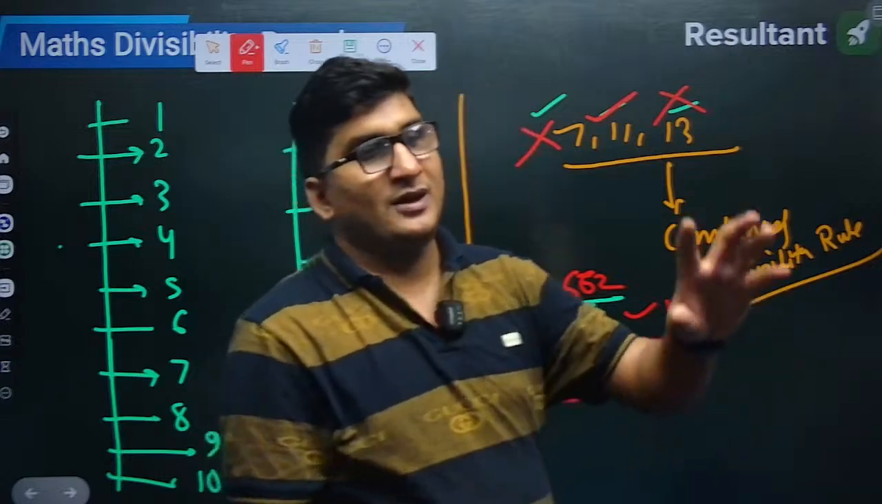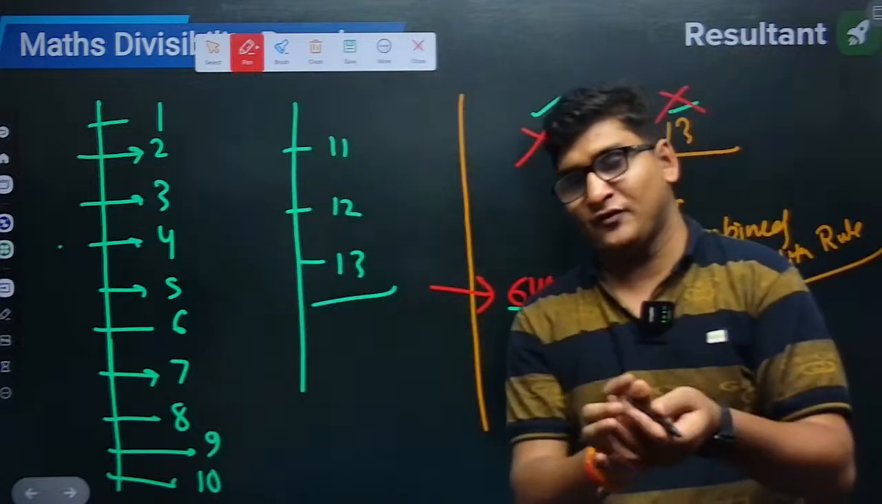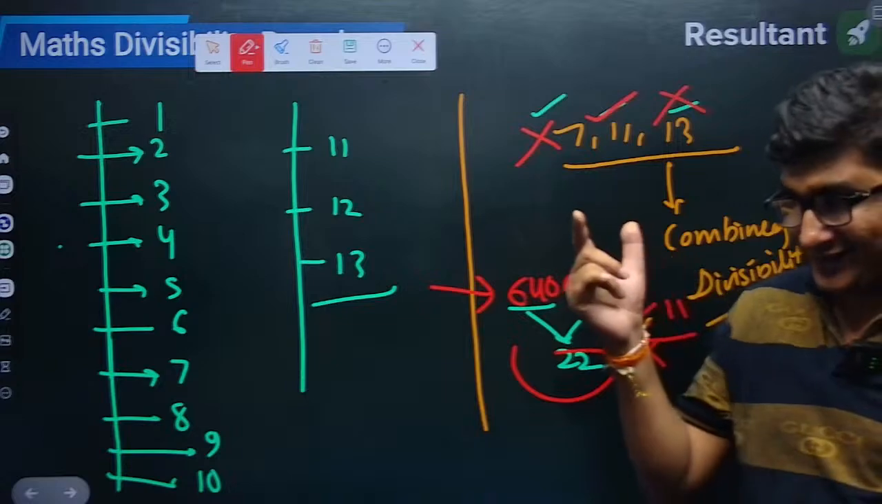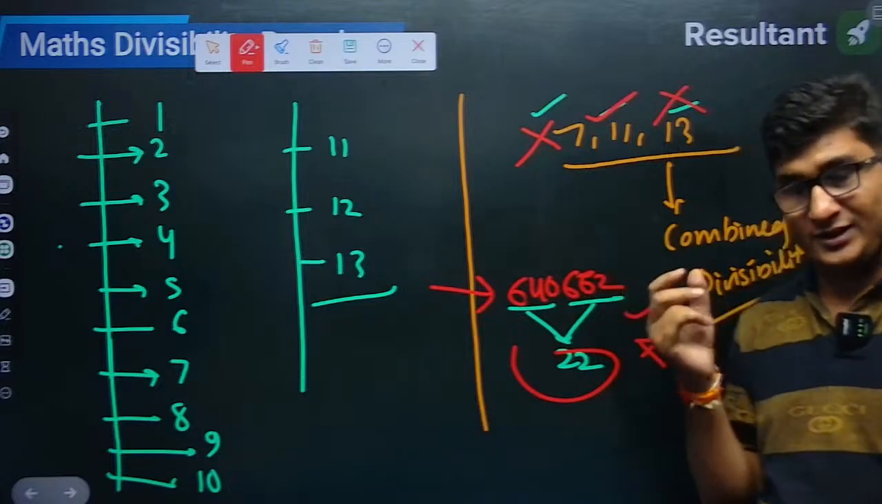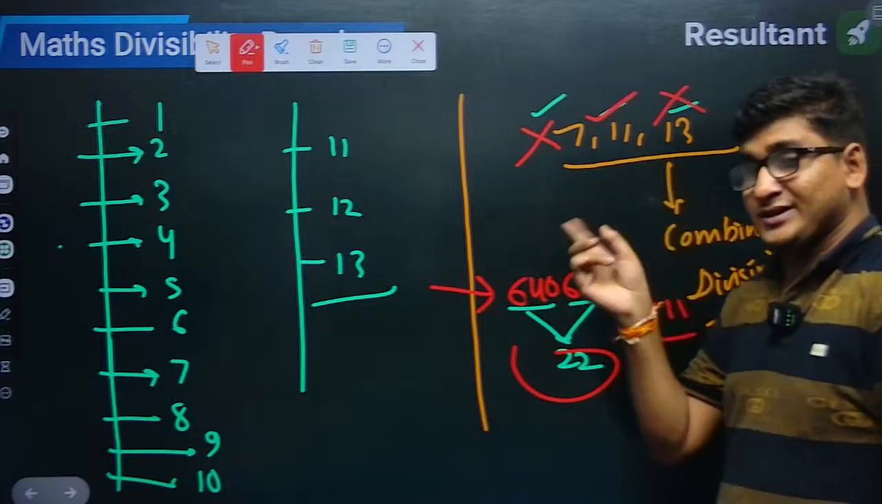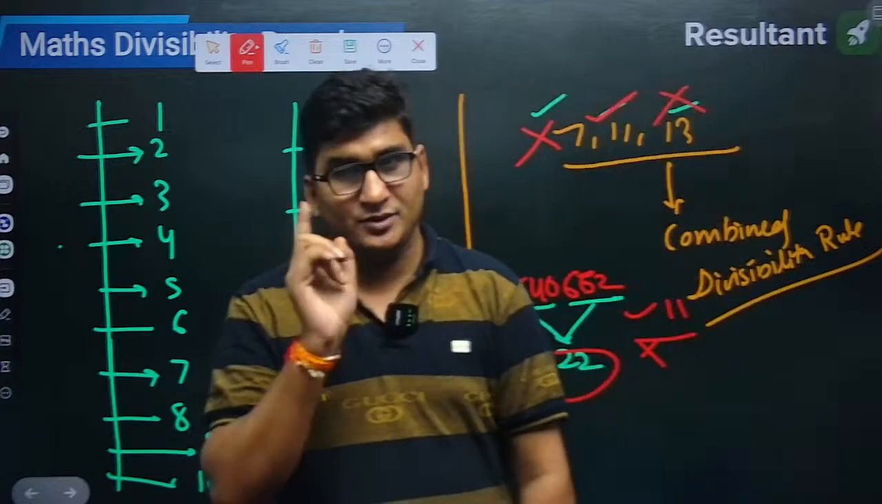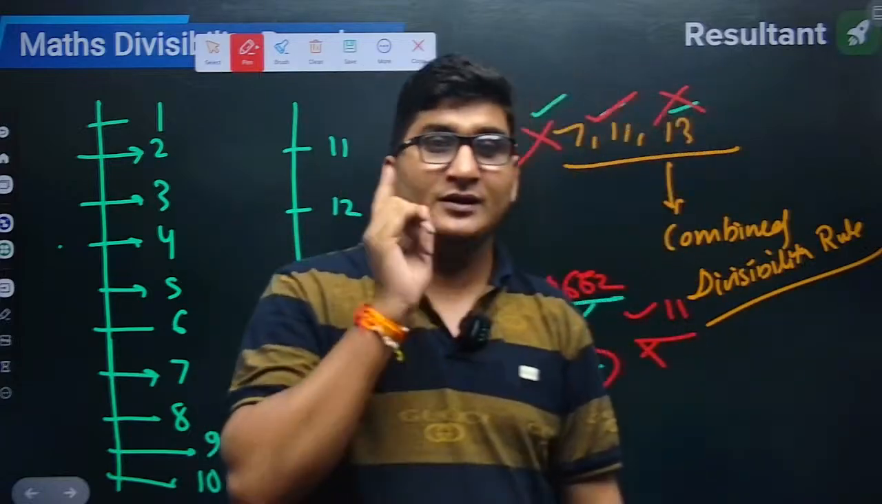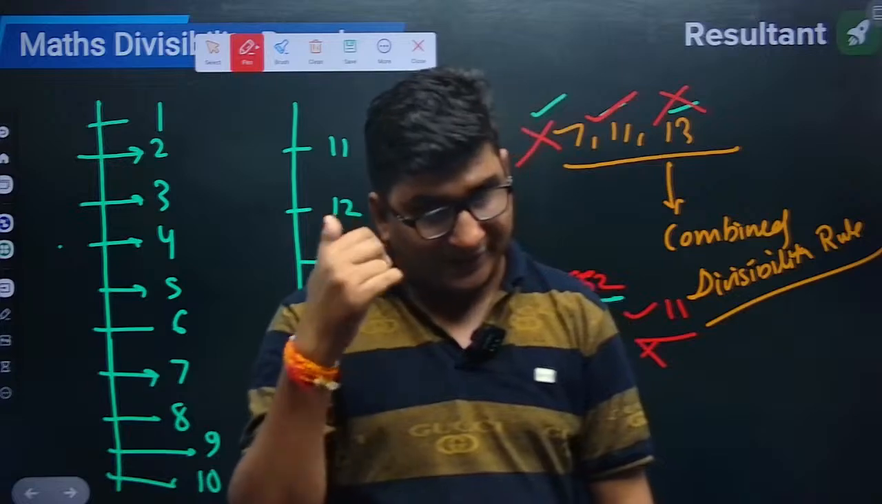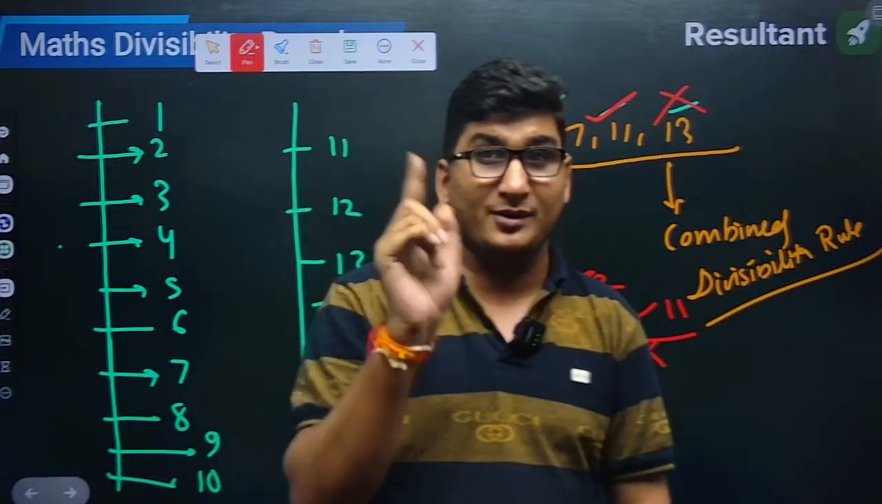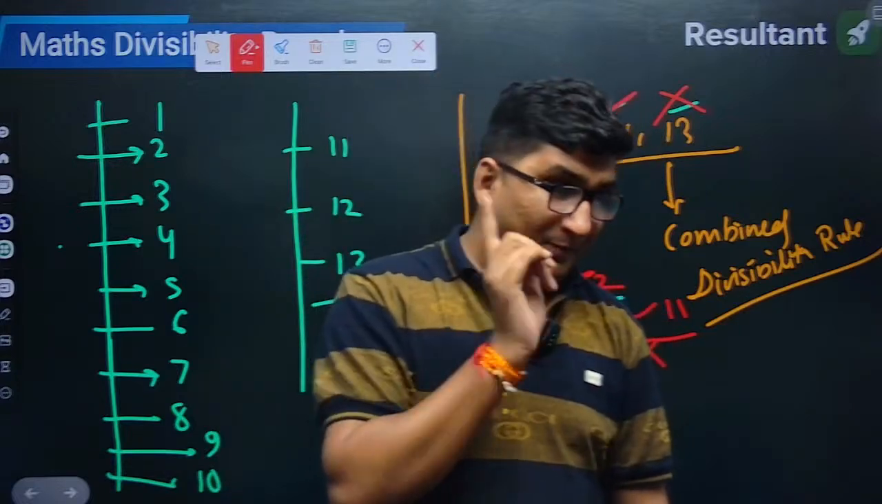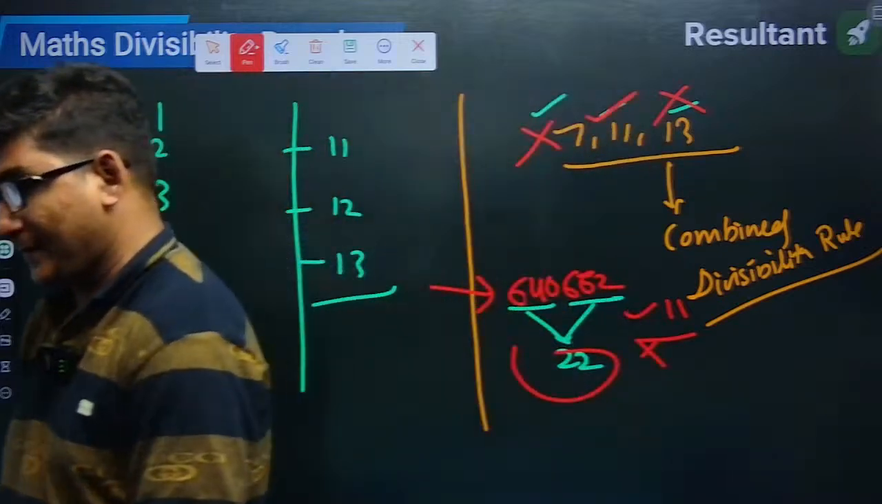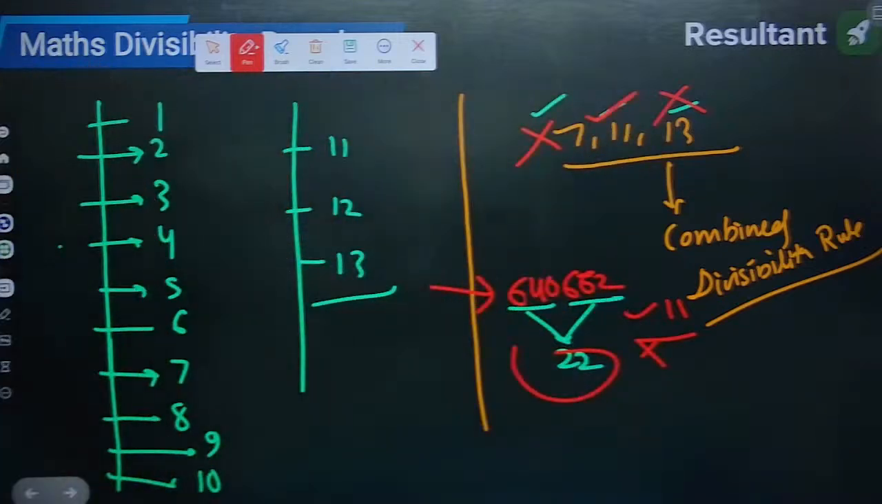This is the concept. After creating pairs of three digits from the right and finding the difference, you will check it. If the difference is divisible by 7, 11 or 13, in that case the given number will definitely be divisible by the same number which completely divides the difference. Correct? So now, please confirm.